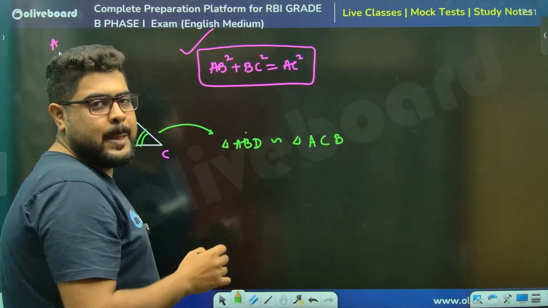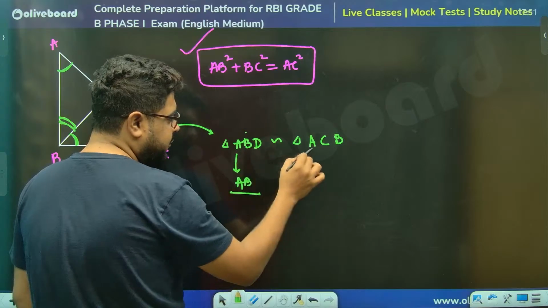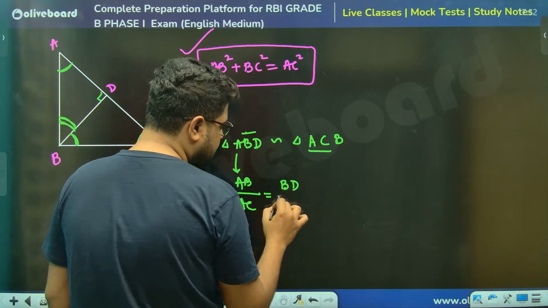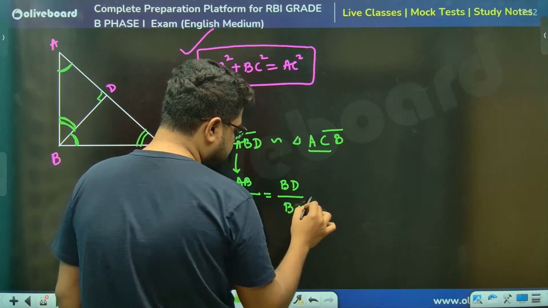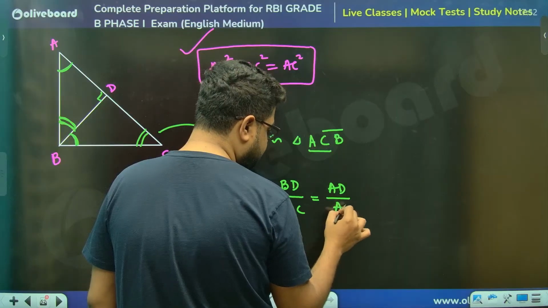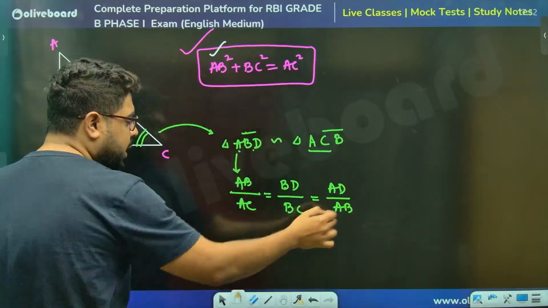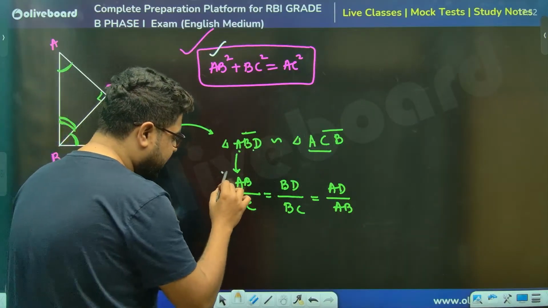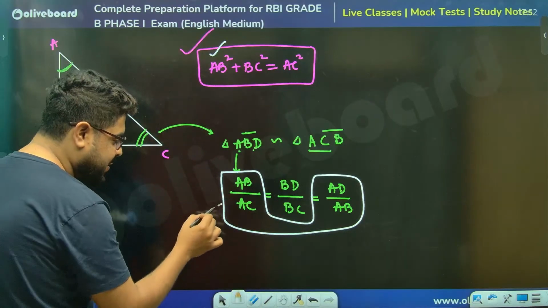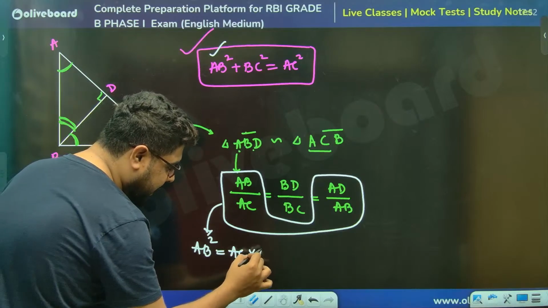I must write that. So from there, I can write AB divided by the first two equal to the second two, divided by the second two equal to the first and third, AD divided by AB. Now, sir, I need AB square. Which two is giving me AB square? If you look at this closely, cross multiply, AB square I'll get. So I can write AB square is equal to AC into AD.